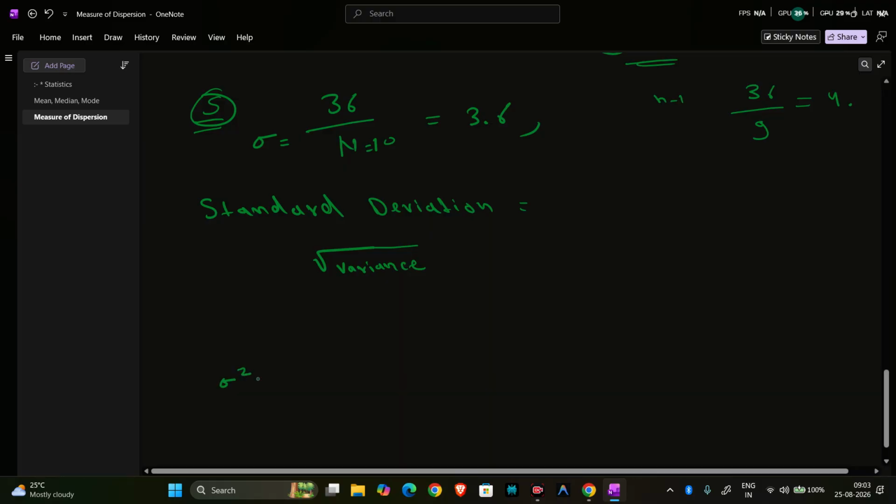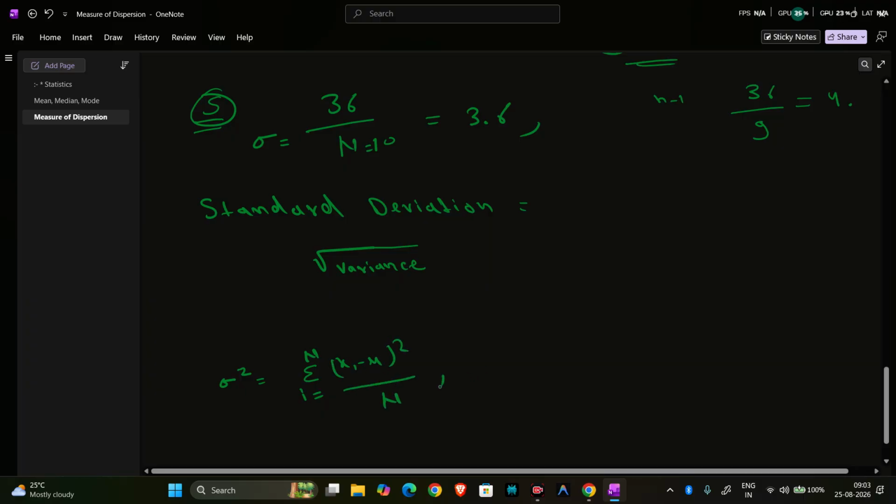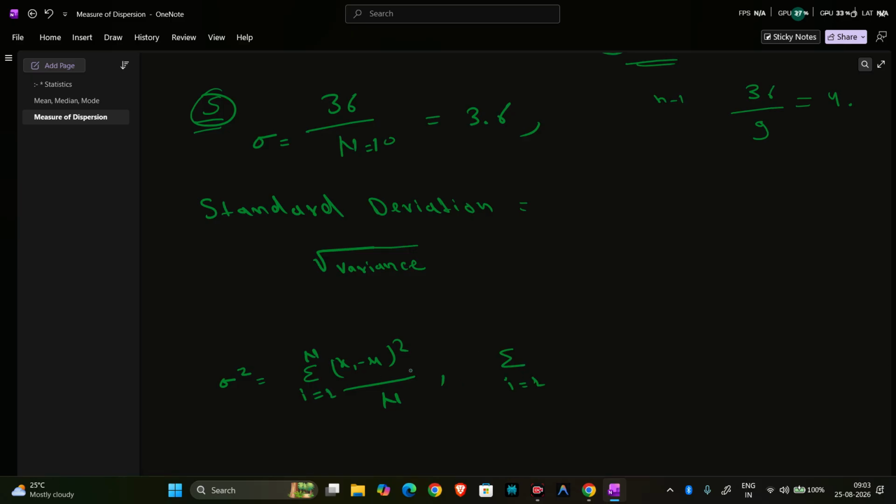Variance we calculated as sigma square equals summation i equals 1 to n, (xi minus mu) square divided by n, and next we have summation i equals 1 to n, (xi minus x bar) square divided by n minus 1. So this is how we are calculating the variance.